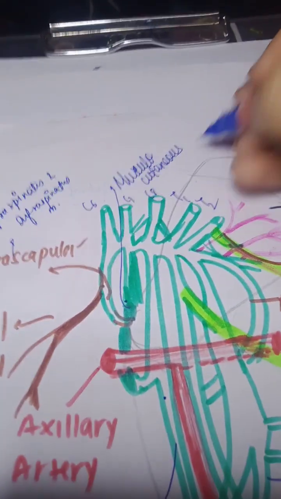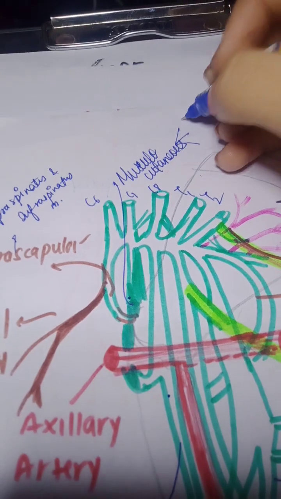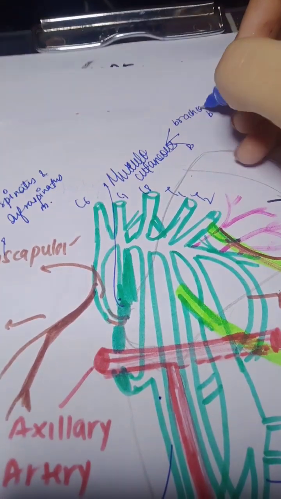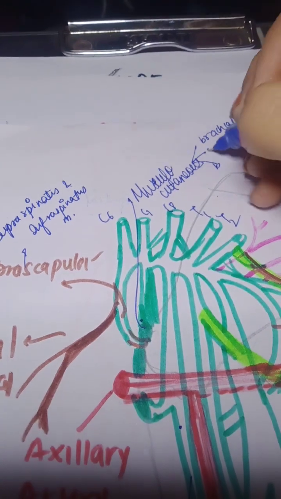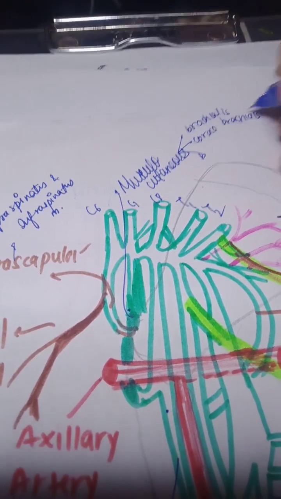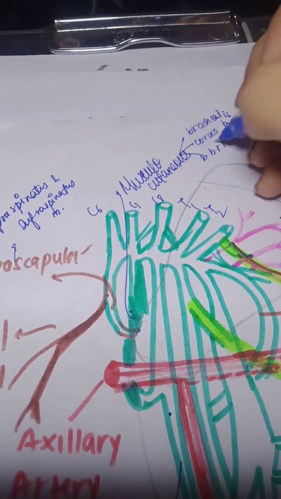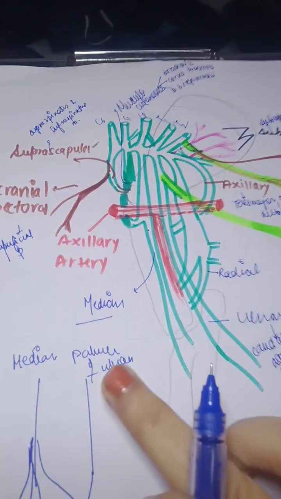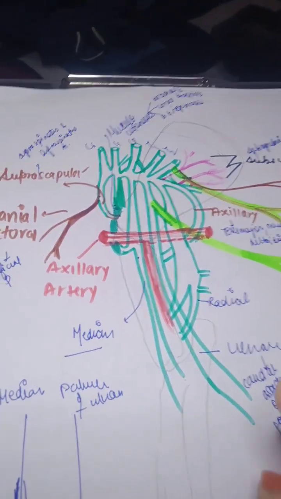From there what will pass? 3 B's will pass. First is brachialis. Second is coracobrachialis. Then is biceps brachii. Okay, then median, radial and ulnar we will study in detail now. So median, radial and ulnar.